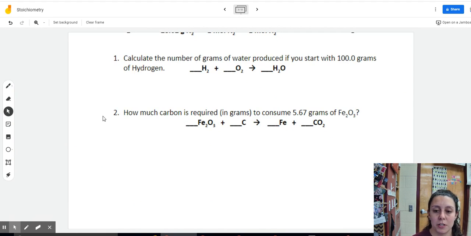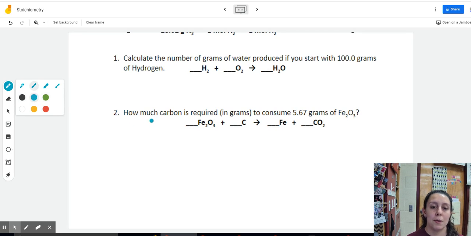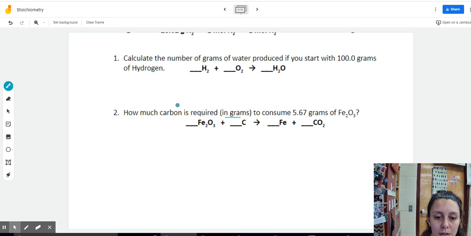Okay, so now I want to finish with one more question, which is this one because of the wording on it. All right, so I wanted to point a couple things out. So this is how much carbon is required in grams. So we know that we're going to be doing that. So carbon in grams is what we're looking for. So we're going to circle that. Is to consume 5.67 grams of iron 3 oxide. There we go, iron 3. So, ooh, what a question.